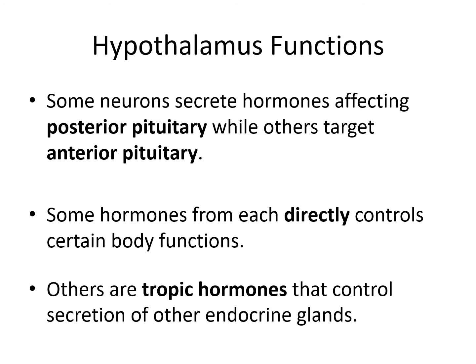Now, some of the neurons secreting hormones affect the posterior pituitary, while others target the anterior pituitary. And these hormones from both may directly control certain body functions, while others are called tropic hormones that actually control the secretion of other endocrine glands. So a tropic hormone is where you have a hormone produced from one endocrine gland that affects the secretion of hormones from another endocrine gland. And these are called tropic hormones.